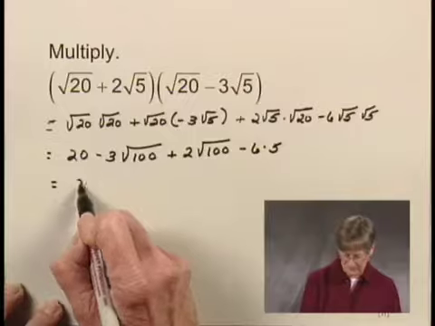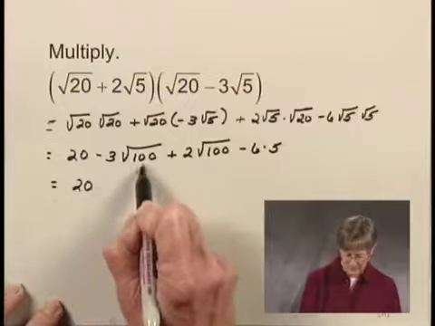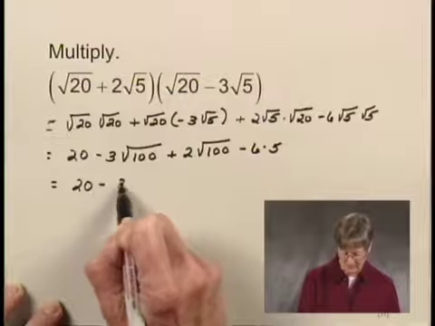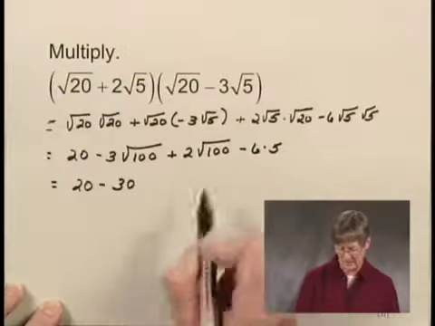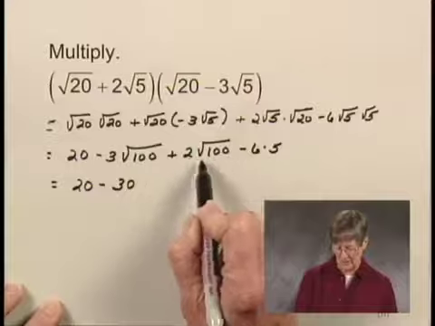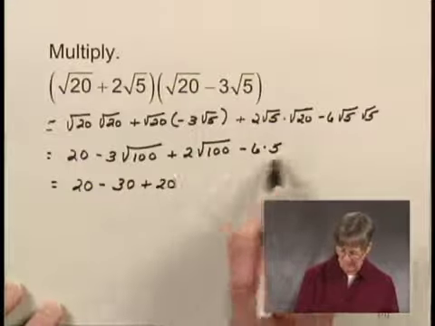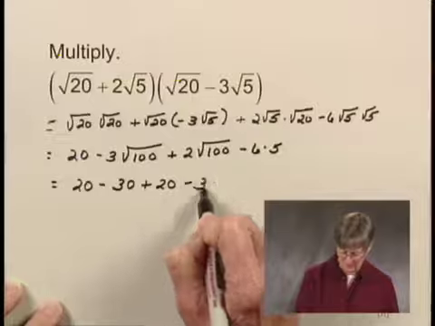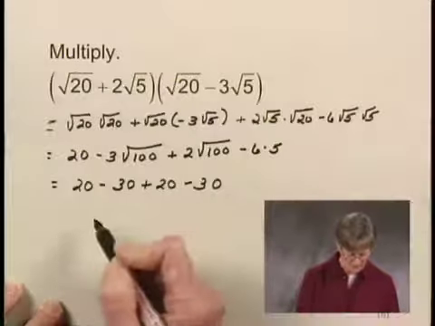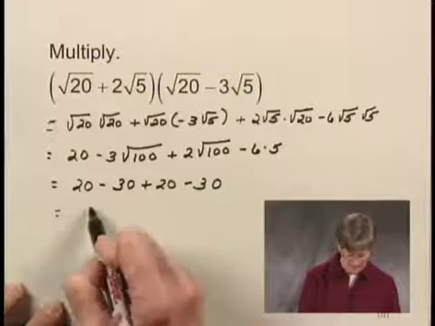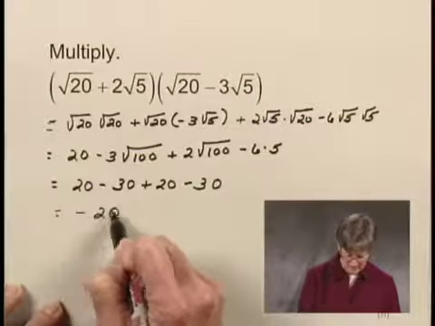Okay, at the beginning here we still have 20. The square root of 100 is 10, so this is 20 minus 3 times 10, or 20 minus 30. Again, the square root of 100 is 10, so we have 2 times 10, or 20 here. And 6 times 5 is 30, so we're subtracting 30 here. And when we do these additions and subtractions, we get negative 20 for the product.